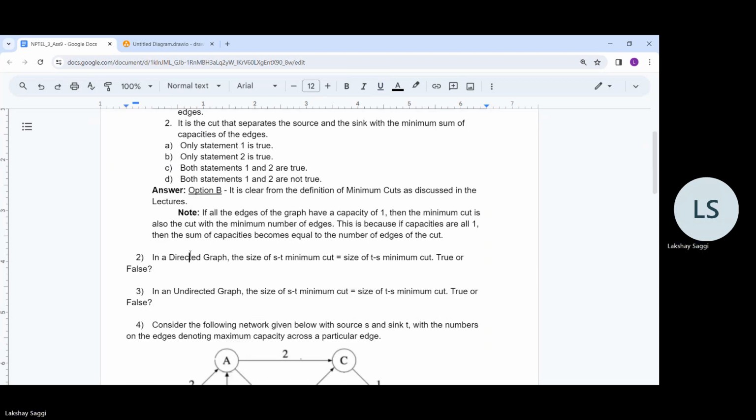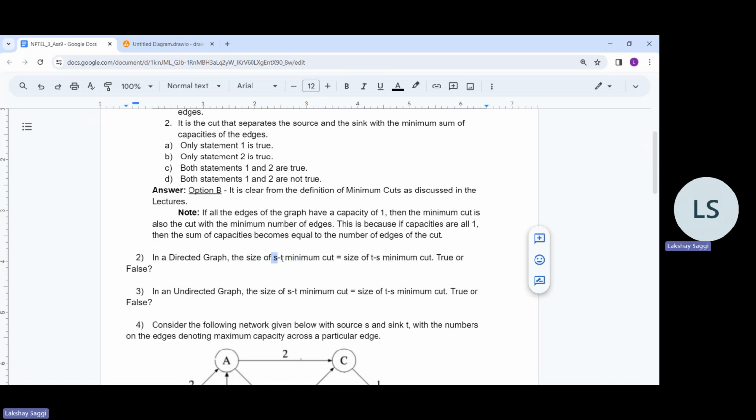So then we can move on to the second question. It's a bit of an interesting question, because I just wanted to test the concepts of minimum cuts and so on. In a directed graph, the size of the ST minimum cut is equal to the size of the TS minimum cut. True or false? What do I mean by ST minimum cut and TS minimum cut?